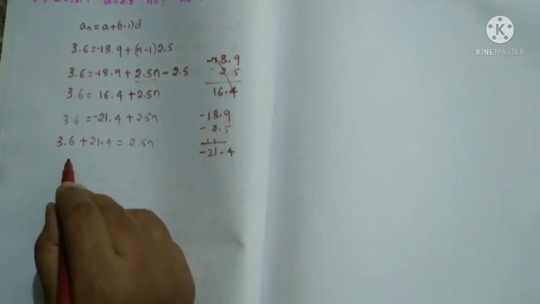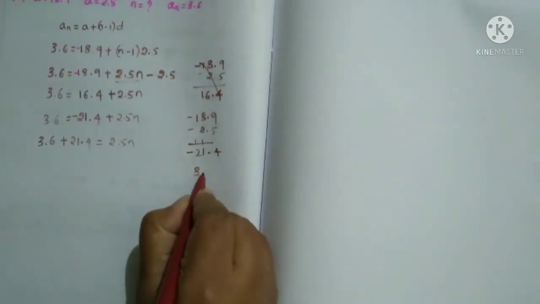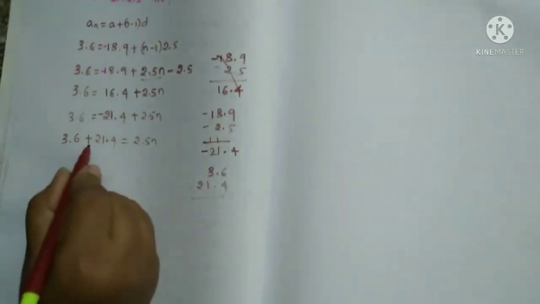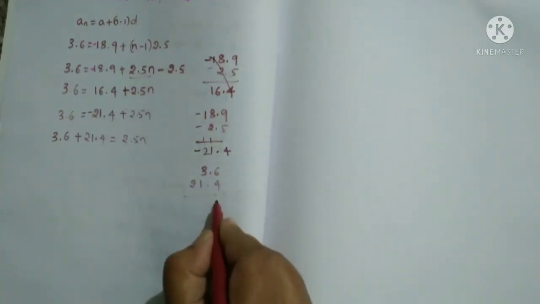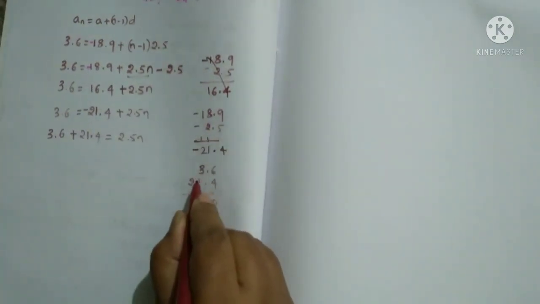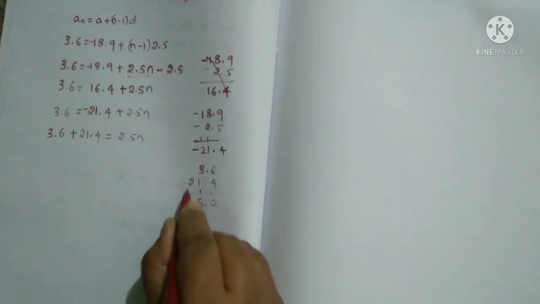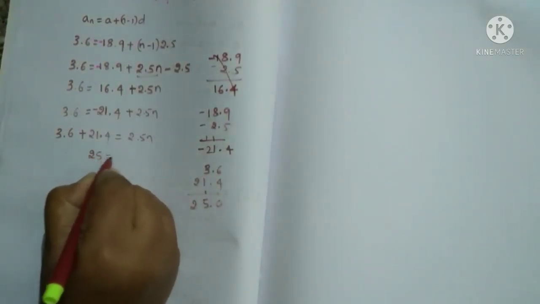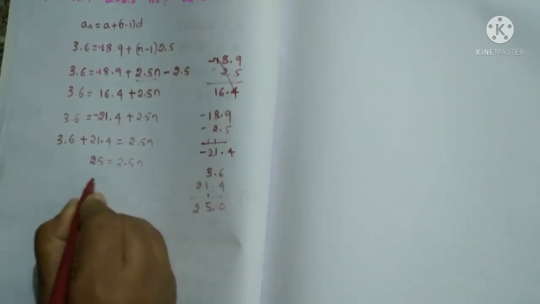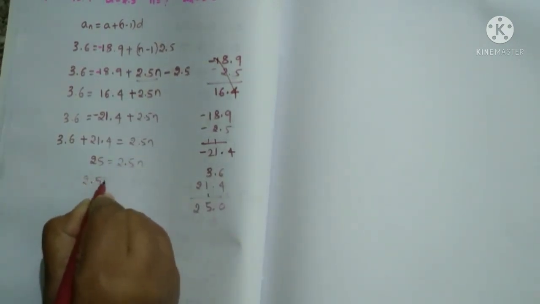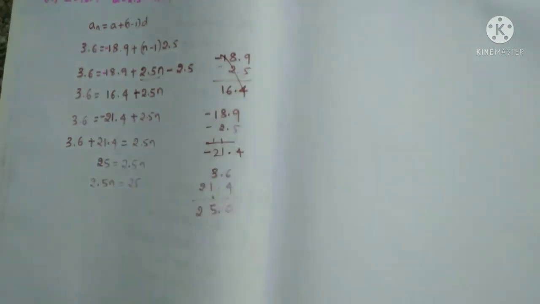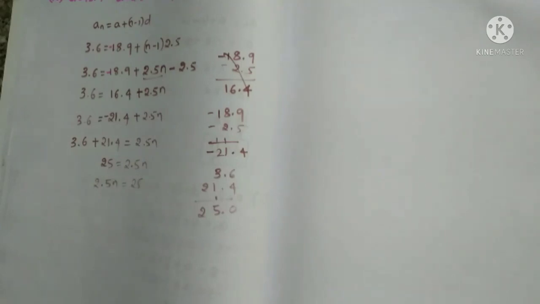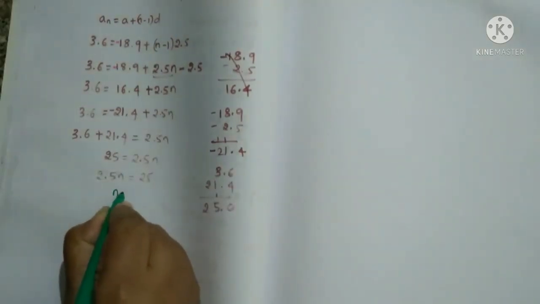Now you should add it. 3.6 plus 21.4. Add it now because both are containing plus signs. So 6 plus 4 is 10, 1 carry, 3 plus 1, 4, 5. So 25 will come. So 25 is equal to 2.5 n, or 2.5 into n is equal to 25. Then n we want here, so n you keep here only.